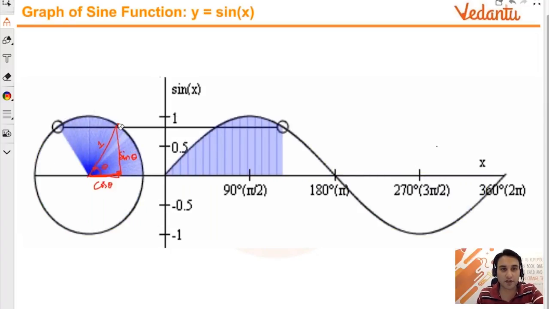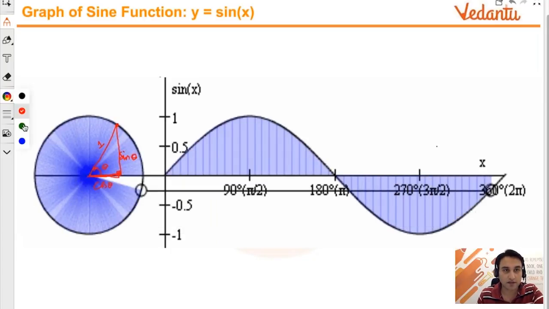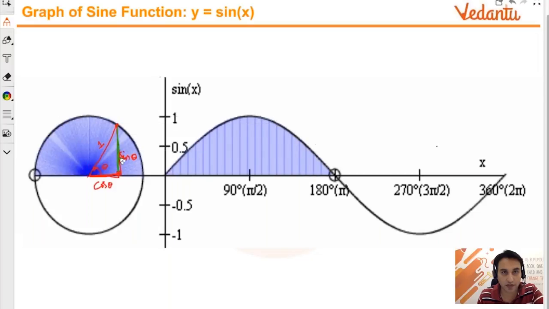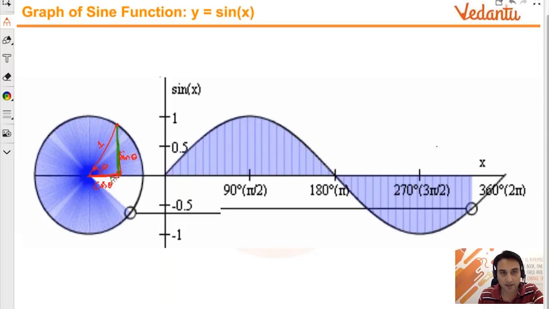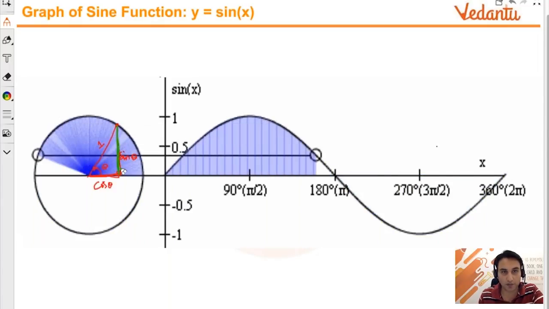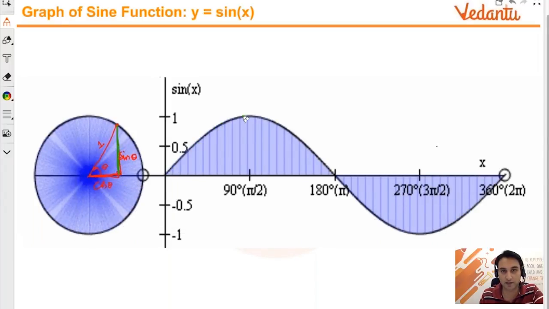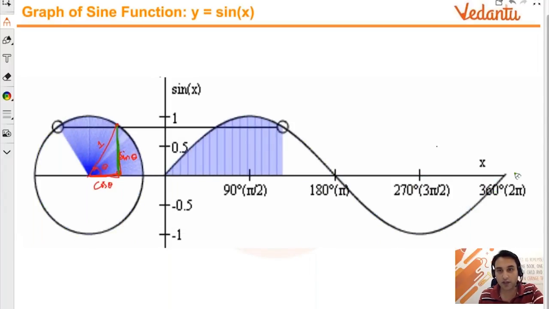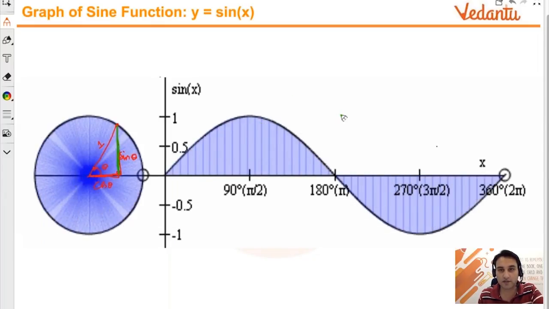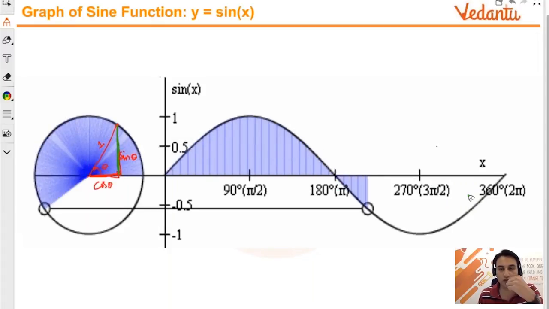So basically what this animation shows is that as I change theta, the way the length of the perpendicular changes, that length of the perpendicular, which is sine theta, is plotted along the axis, which gives you the graph of sine theta. So this is the graph of y is equal to sine x or y is equal to sine theta. I think all of you know the sine graph.